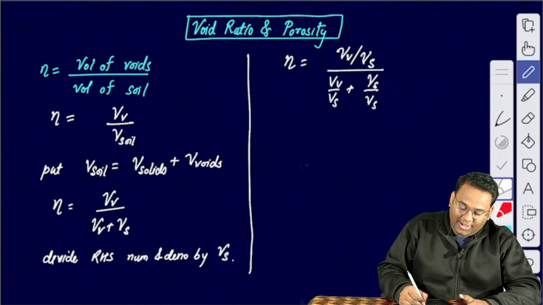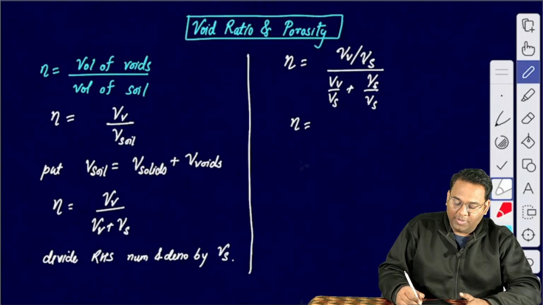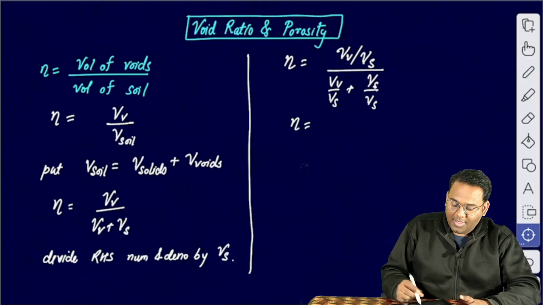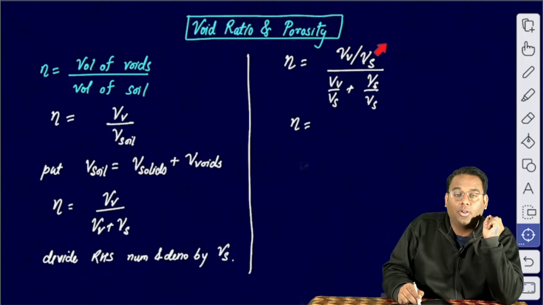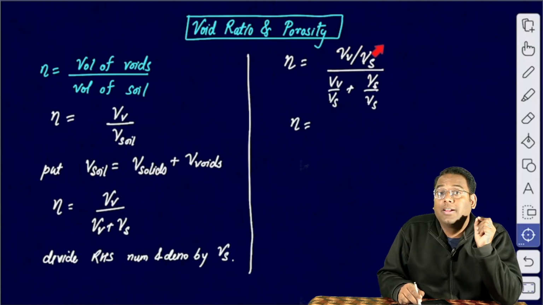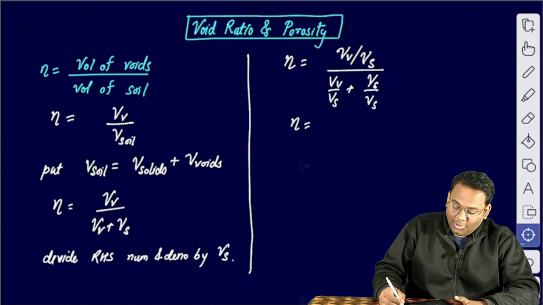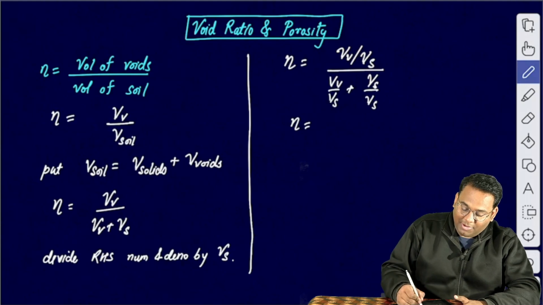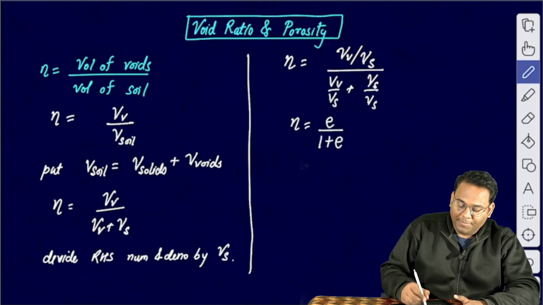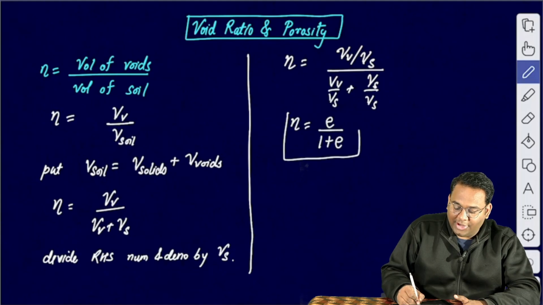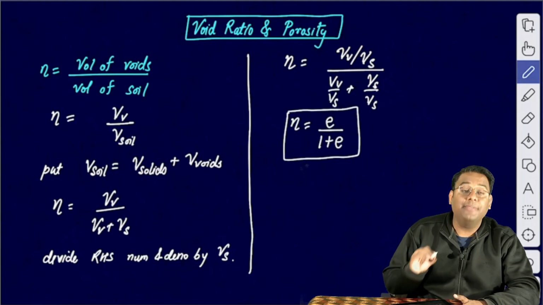So again we can write that eta is equal to, now see again, what is this? This is volume of voids to the volume of solids, that is your void ratio. So here we can say that it will become equal to e upon 1 plus e. So this is the relation that you should remember every time.